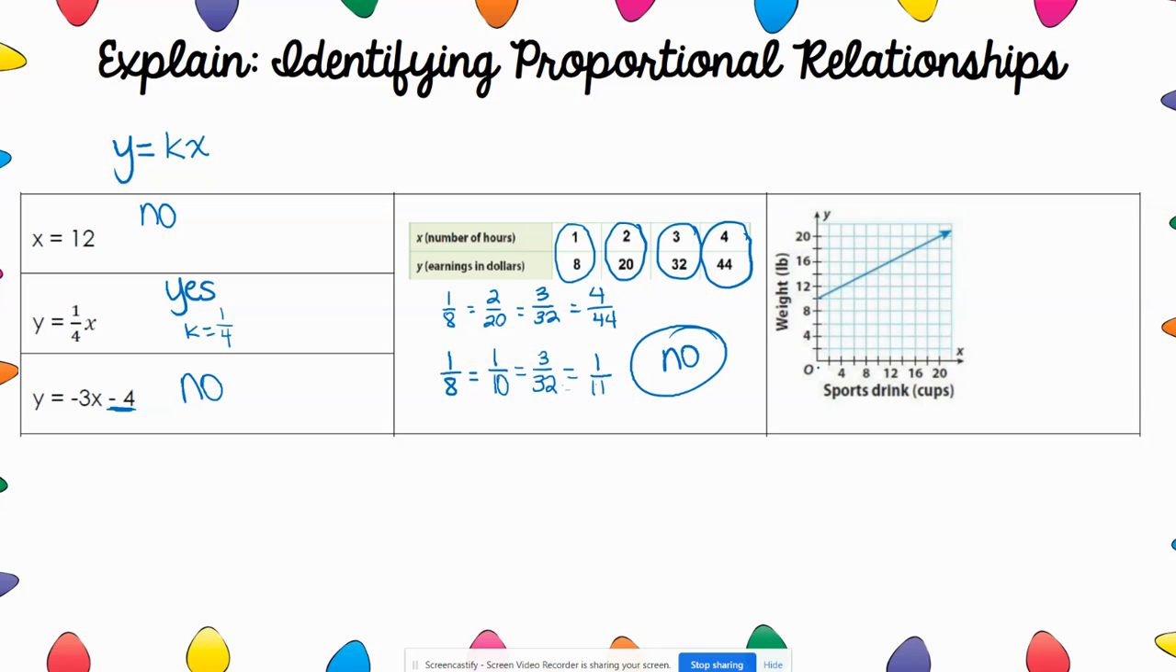For our graph, we're comparing sports drinks, so the number of cups of sports drinks and the weight. So if I look at this, I see that I have a straight line. So part of being a proportional relationship is that it must be a straight line. But the other part is that it must pass through the origin. Well, the origin is right here. And we notice that this line passes through up here. Well, that is not the origin. So because of this, we are going to say that no, this is not a proportional relationship because even though it is a straight line, it does not go through the origin.